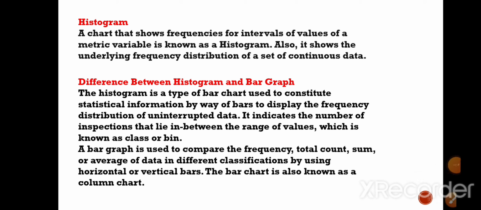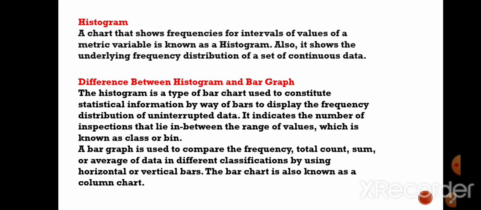Finally, we have the histogram. It's a chart that shows the frequencies for intervals of values of a metric variable, known as a histogram. Also, it shows the underlying frequency distribution of a set of continuous data. This is a form of representation like a bar graph, but it's used for uninterrupted class intervals.